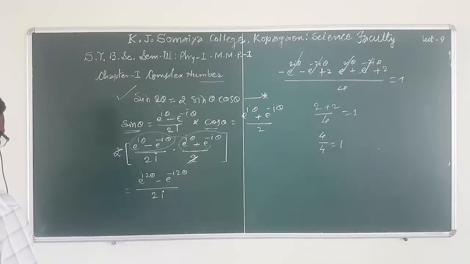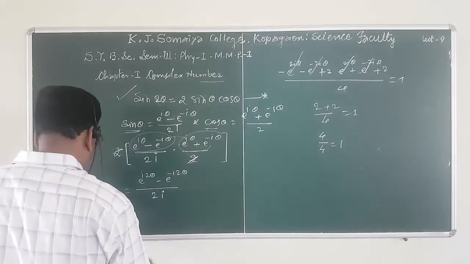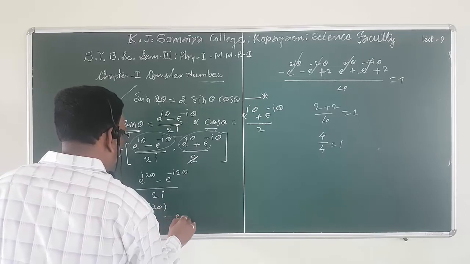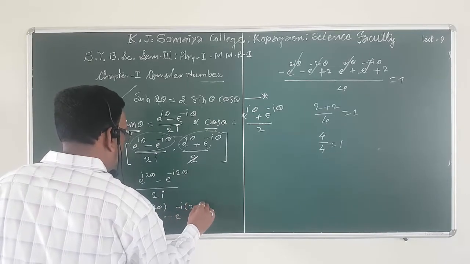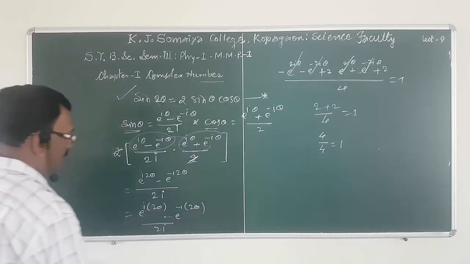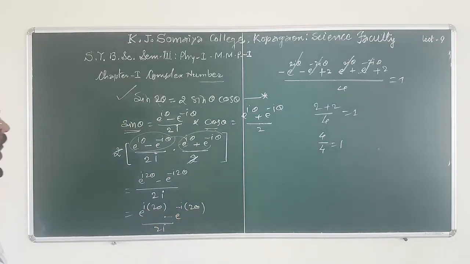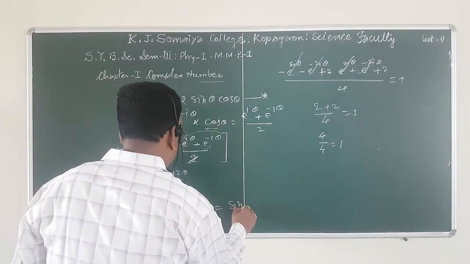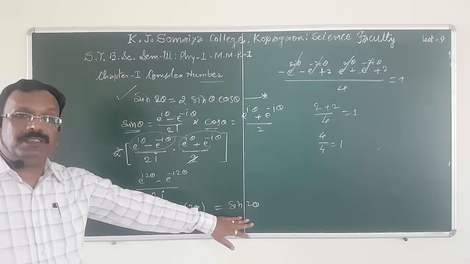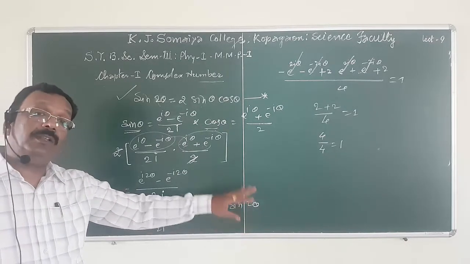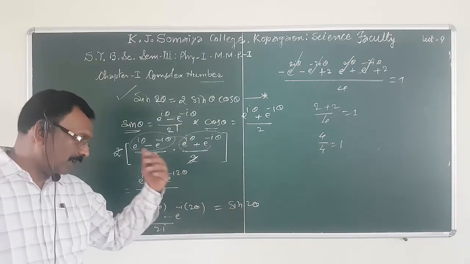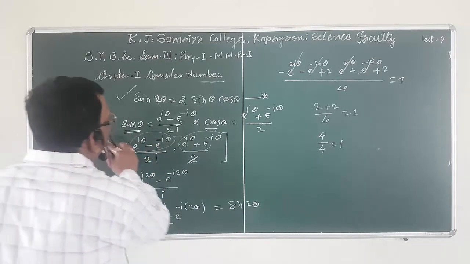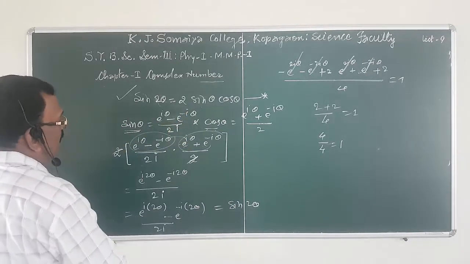And this equation may be written like this: e raised to I 2 theta minus e raised to minus I 2 theta upon 2 I, and this equation represents sin 2 theta according to de Moivre's theorem, or Euler's formula. Yes, it is according to Euler's formula. In this way, we prove that sin 2 theta is equal to 2 sin theta cos theta.